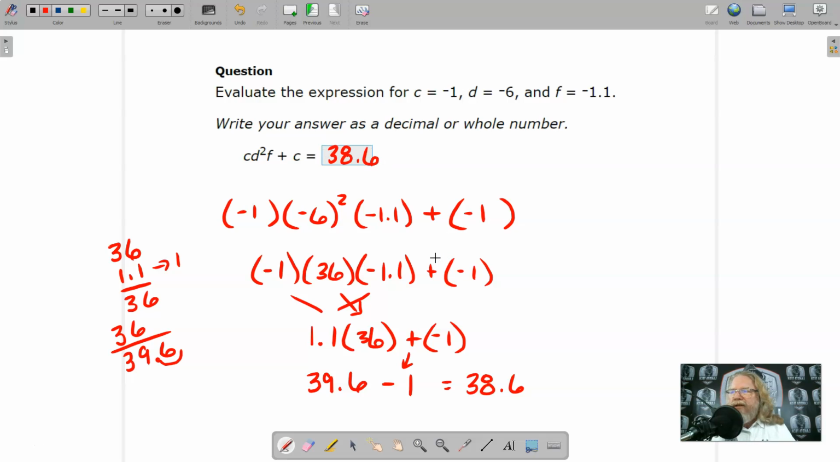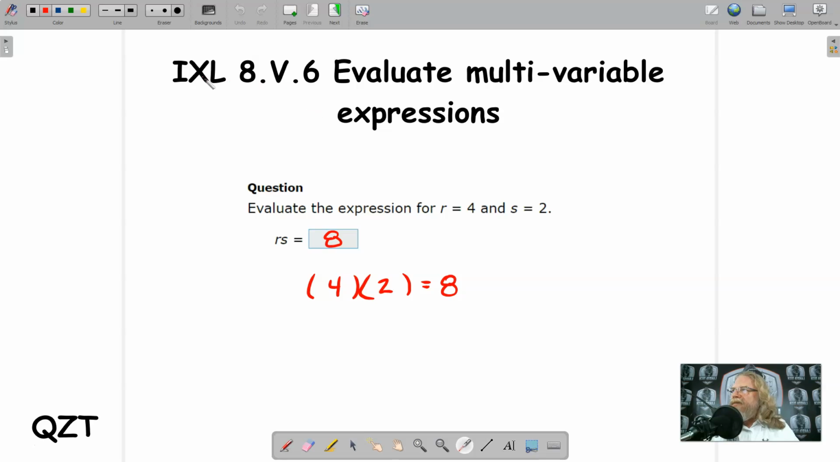So not as difficult as it appeared at first. So really didn't need a calculator for that one. All right. Well, that concludes all of my examples for IXL 8.V.6, evaluate multivariable expressions. Good luck with your activity.